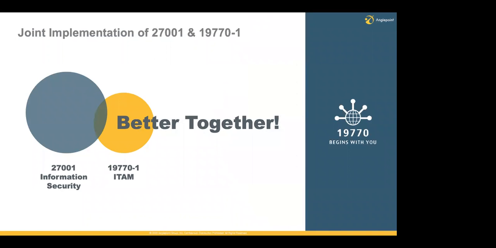So where do you begin? Well, the good news is that if you're taking a standards-based approach to ITAM, much of the work has already been done for you. -1 was designed from the start for joint implementation with 27001. This is reflected in a number of ways. First, both standards are management system standards, meaning they not only follow the same structure, but the implementation can share the same management system, which is the Plan, Do, Check, Act framework. And that is a very significant consideration.